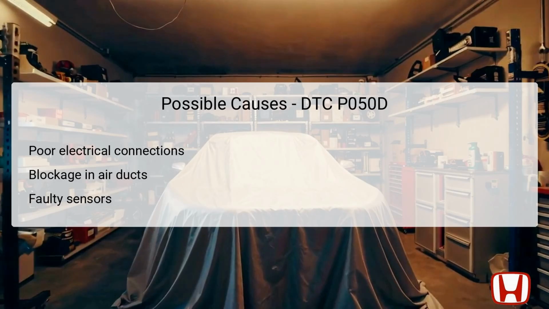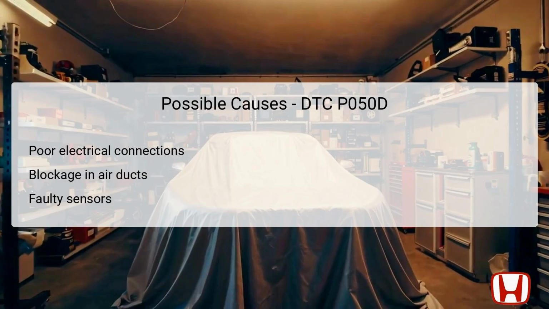Several possible causes can trigger DTC P050D, each deserving thorough investigation. Firstly, poor electrical connections in the system can lead to erroneous signals being sent to the PCM, resulting in incorrect adjustments to idle speed. Blockages in the intake air ducts are another potential cause. If airflow is restricted, the engine may not receive sufficient air for proper combustion, negatively impacting idle speed.